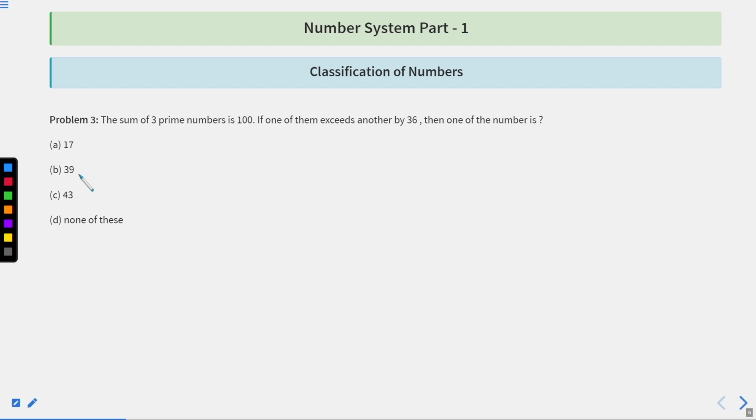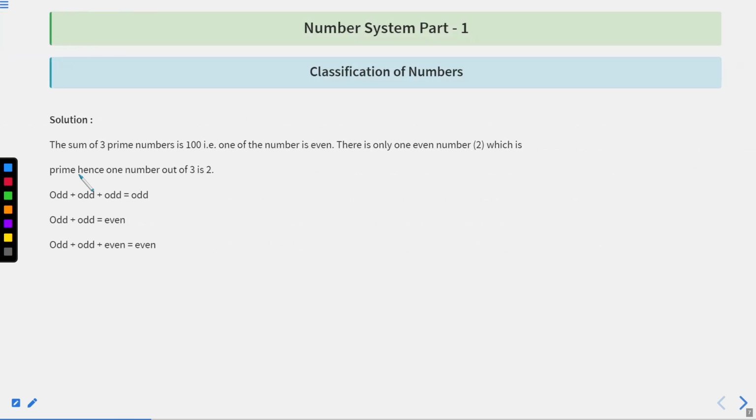Problem number 3. The sum of 3 prime numbers is 100. If one of them exceeds another by 36, then one of the numbers is. We are provided that we have 3 prime numbers, let us suppose x, y, and z, and their sum is 100. And x, y, z are primes. One more thing given to us is that one of them exceeds another by 36. We have to find one of the numbers.